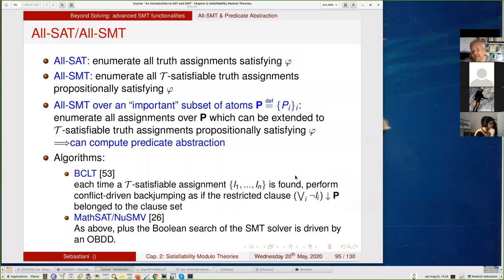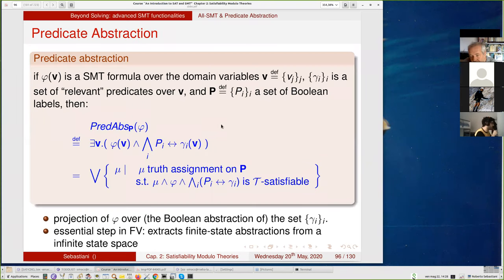This is typically done as predicate abstraction, which is implemented as projected All-SMT. And this works as follows. Suppose that phi is an SMT formula over a set of variables V. And suppose that gamma i is a set of relevant predicates over V in your formula. Then the predicate abstraction is the formula obtained by existentially quantifying away the variables V over the formula phi and the big conjunction of pi if and only if gamma i of V.